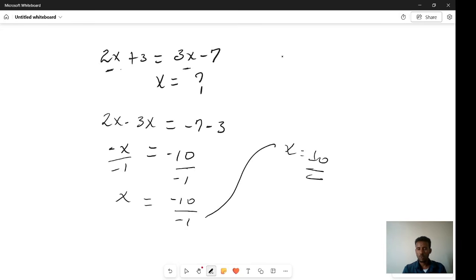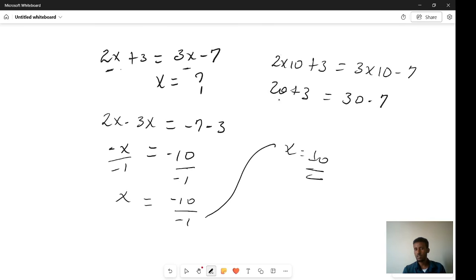So when we cross check that, 2 times 10 plus 3 is equal to 3 times 10 minus 7. 2 times 10, that's 20. 20 plus 3 is equal to 30 minus 7. 20 plus 3, that is 23, is equal to 30 minus 7, that is 23. So 23 is equal to 23, exactly.